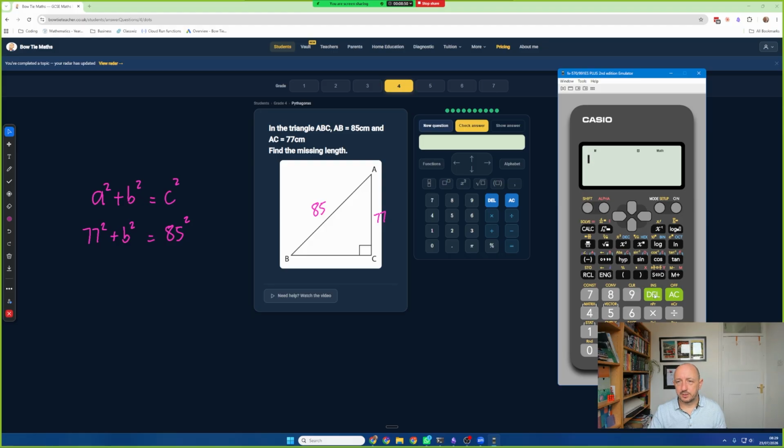So I would be doing something like a squared plus x squared, which is the thing I'm trying to find, and then equals c squared. So you can press the solve button, shift solve. A, I want 77, C, 85, and solve for x, and I get the answer of 36. So this calculator is actually able to solve all of the students' equations.